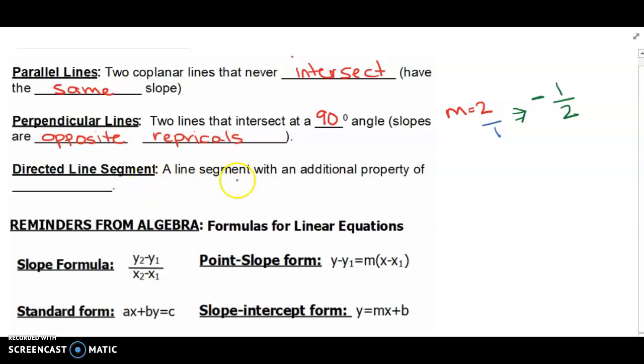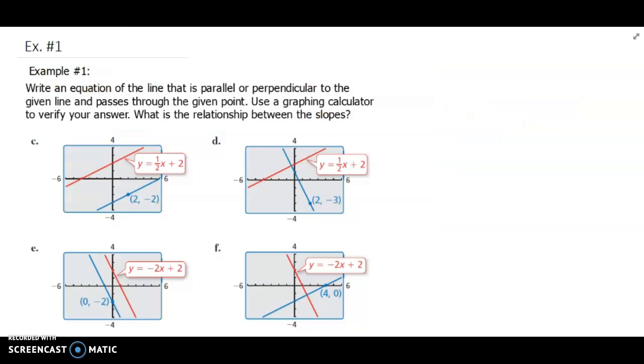A directed line segment is a line segment with an additional property of direction. It tells us what direction we're going in, and we'll get to that in the second part of section 5. All right, let's look at some of these lines. These are lines that are already graphed. The ones on the left, as you can see, are parallel. The ones on the right are perpendicular.